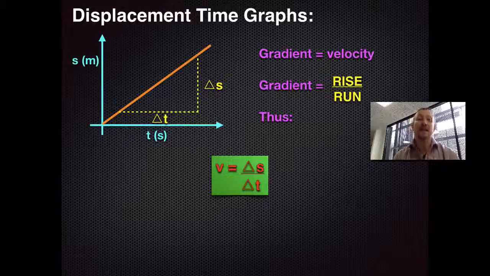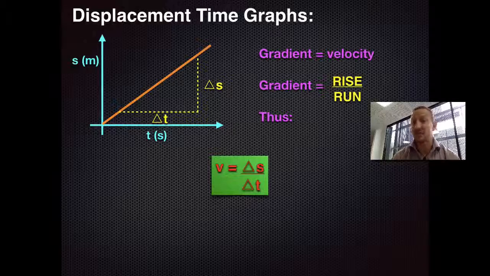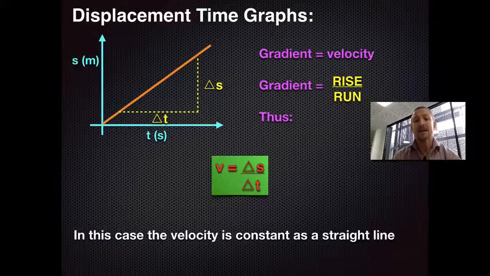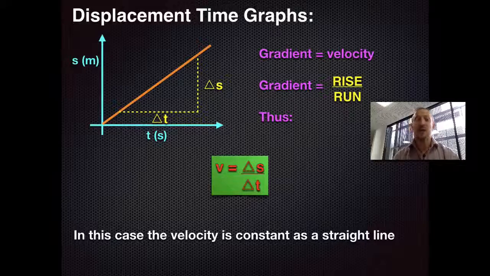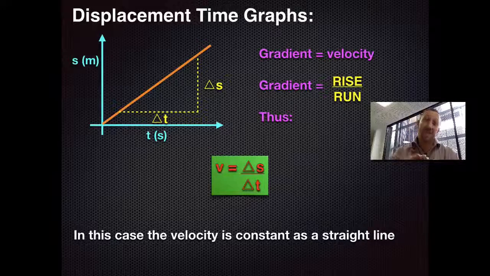Now in this case we're looking at a displacement situation. So v equals delta s over delta t. Sometimes you'll see it as v equals d over t. So that gives us either a speed, or if we're dealing with a vector, it's going to be a velocity. In this case, because we've got a straight line, our velocity can be stated as being constant. It doesn't change. We're going at the same speed because we've got the same gradient all the time.